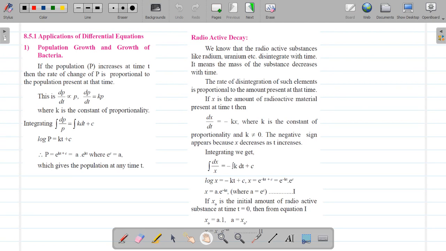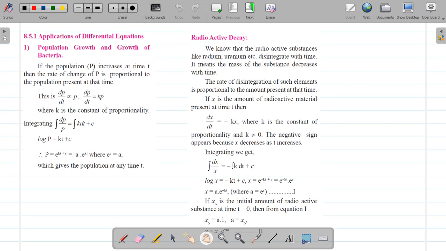So overall this is the concept of population growth and growth of bacteria. Related to this we will solve some examples. Then there is also the concept of radioactive decay. As you know, radioactive substances like radium, uranium, etc. disintegrate with time. Disintegrate means the mass of that substance decreases with respect to time.